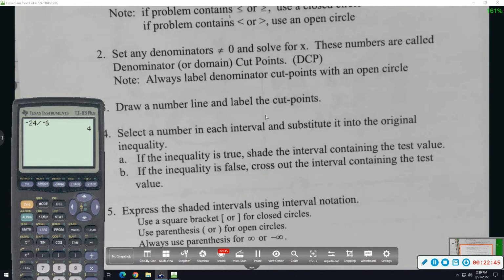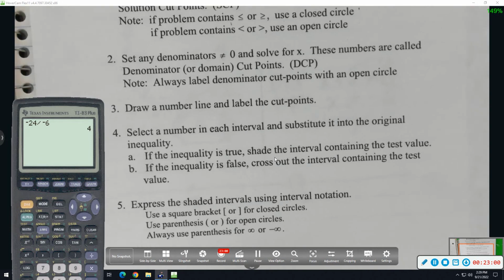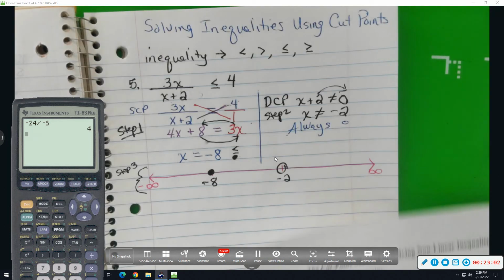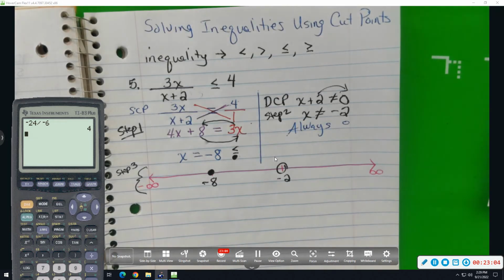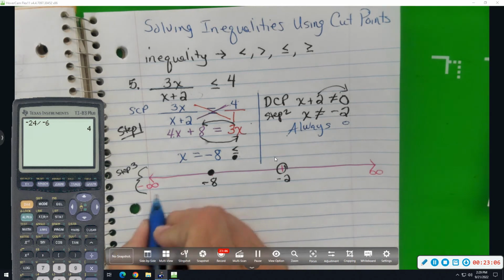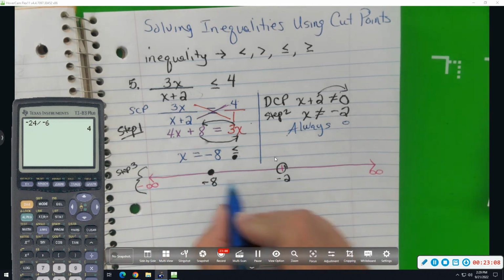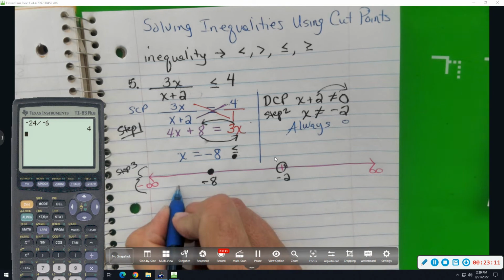So reading step 4. Is that big enough for y'all? Select a number in each interval and substitute it into the original inequality. If the inequality is true, shade that interval. If the inequality is false, cross it out. So let's look at this. We're going to choose a number between each one of these endpoints right here.